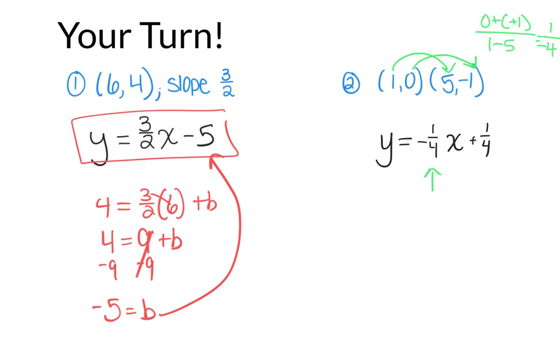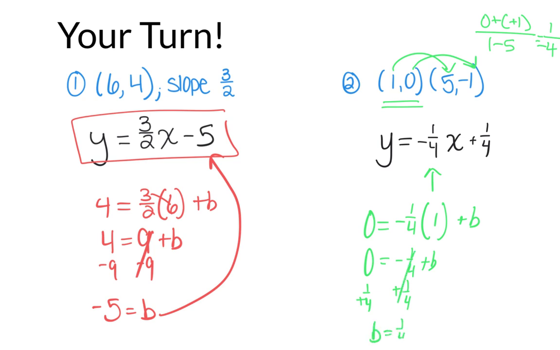And then I'm going to use that slope with one of my points. I'll pick this first one, and I'll say 0 equals my slope, -1/4, times my x-coordinate, which was 1, plus b. And now I solve for b. 0 equals -1/4 plus b. When I add a fourth to both sides, I get b equals 1/4, which is where that y-intercept came from.